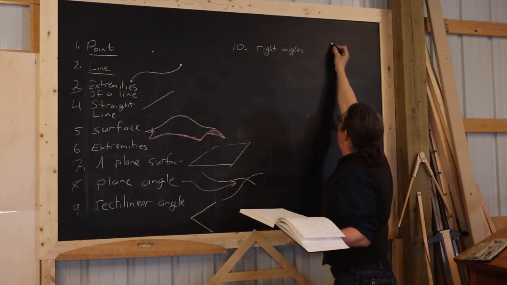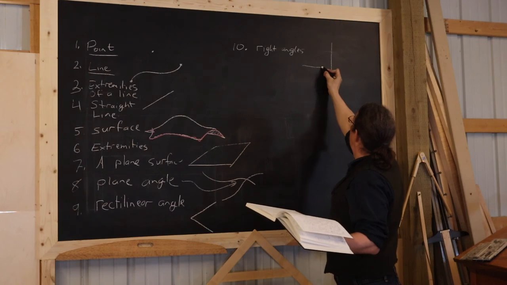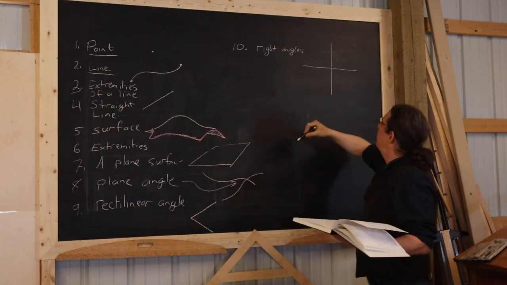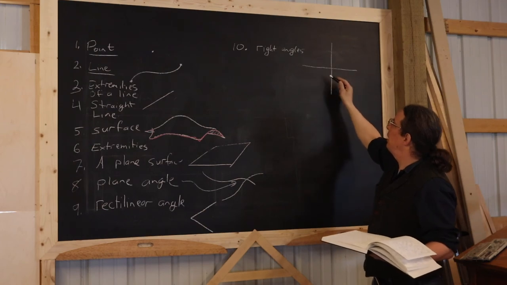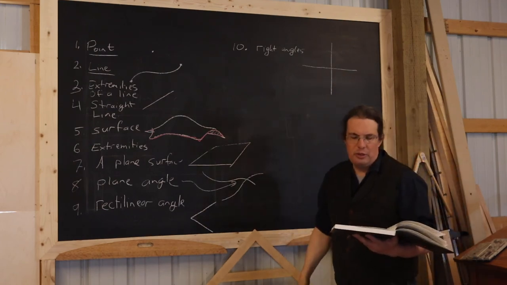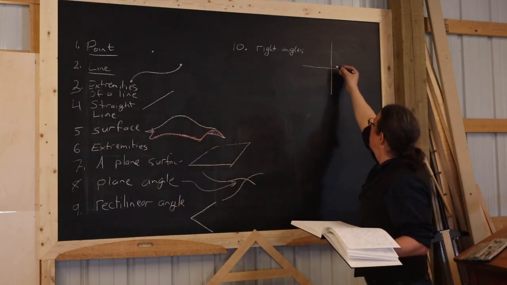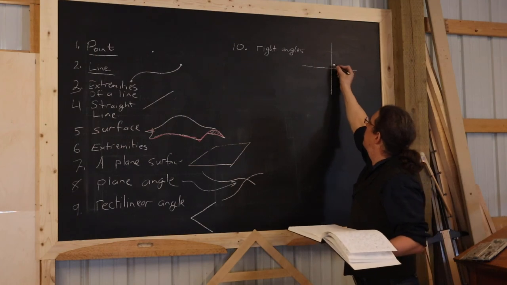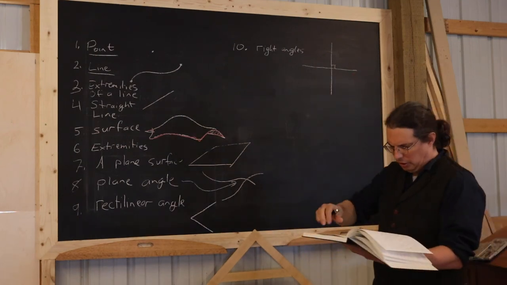So, if you've got two straight lines that intersect in such a way that this angle equals this angle equals this angle equals this angle, then we say that those angles are right. And we say that those lines are perpendicular to each other, and we often indicate that by drawing a little square in one of the angle corners.